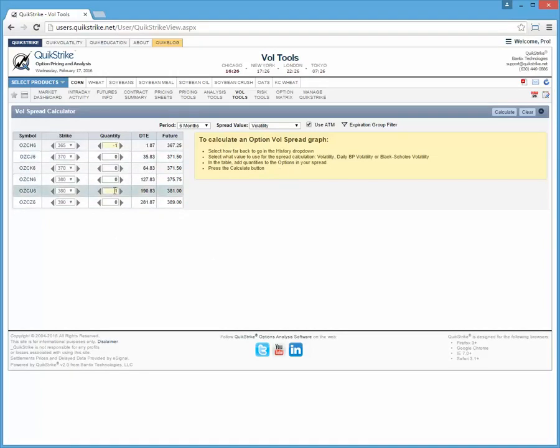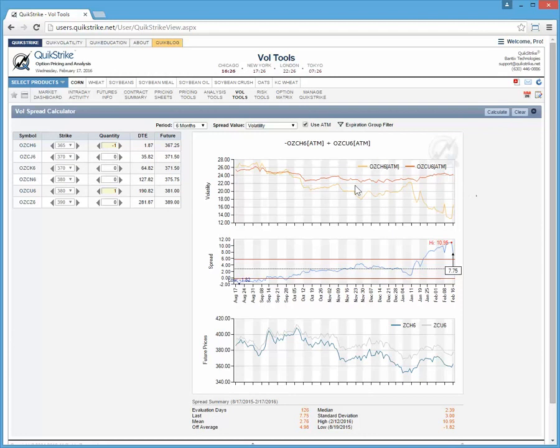So when you're done selecting your spread as part of the grid, you can hit the calculate button. And what you're going to see is the following. So the top level chart is going to show you the line charts for each of the volatilities. So in yellow, in this case, we have the March, and in red, we have the September.